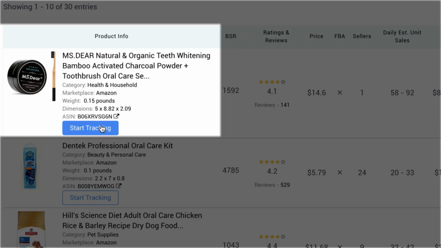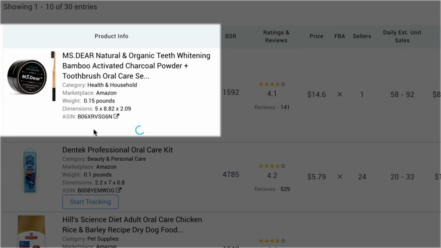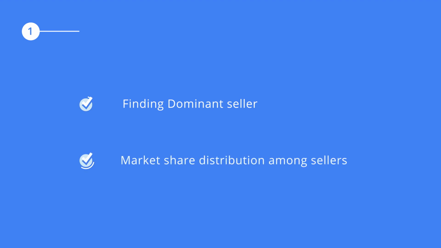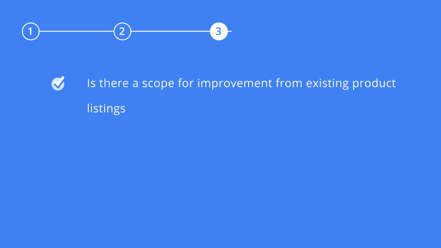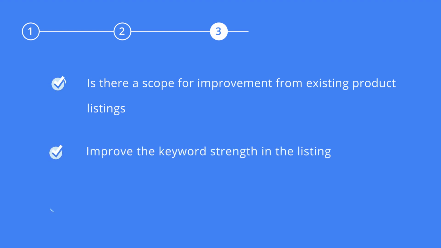Tracking products is just the beginning of product research. Some things to keep in mind are: 1. If the niche has one dominant seller, or if the market share is more or less equally distributed among top sellers. 2. If the product has scope of improvement, and if you enter the market, what would you differentiate from your competitors? 3. How optimized are the existing product listings? Can you make a better listing and use better keywords?